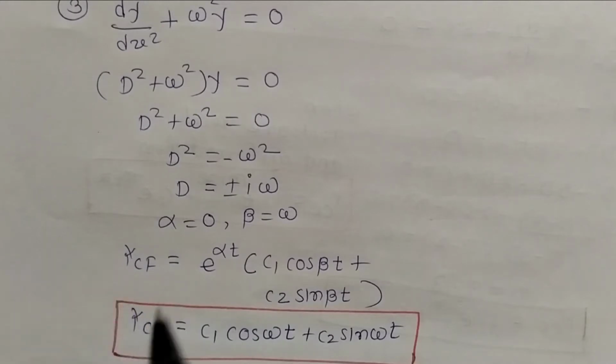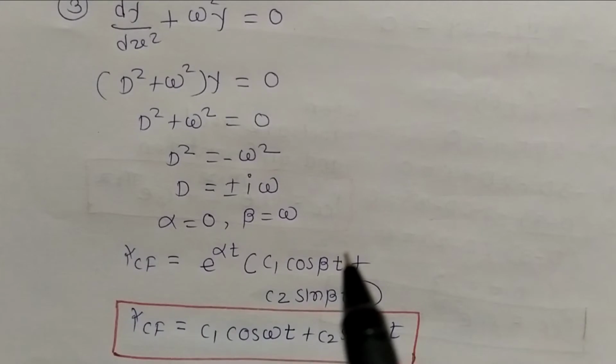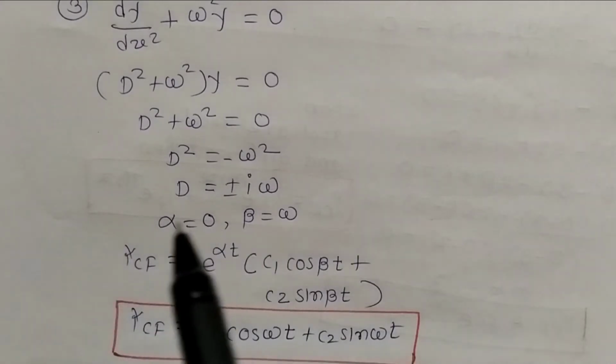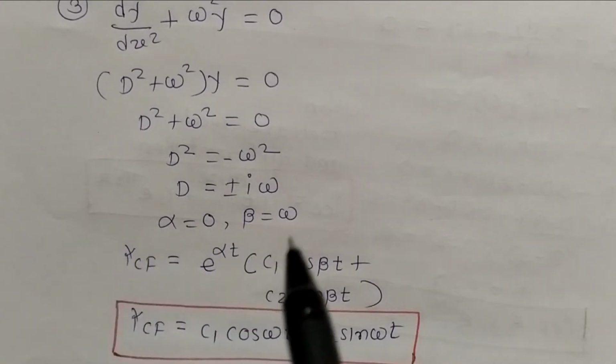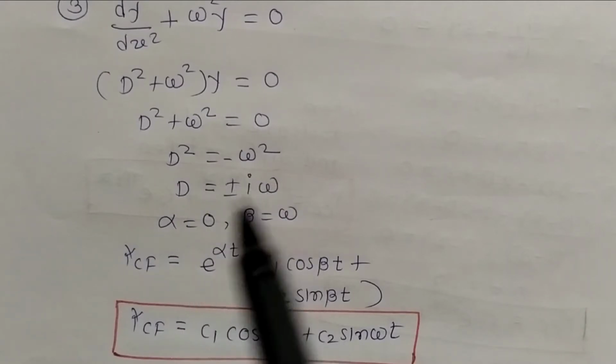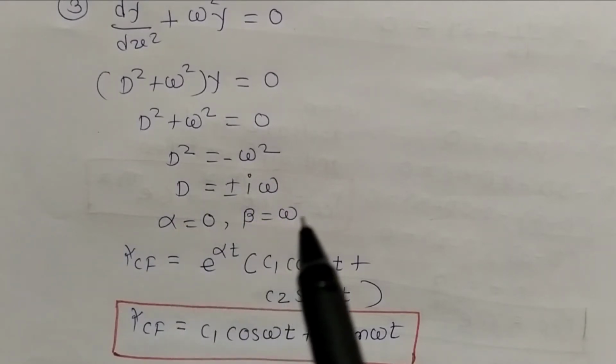Then y complementary function is equal to e raised to alpha t, c1 cos beta t plus c2 sin beta t. Y complementary function is equal to c1 cos omega t plus c2 sin omega t. Okay, this is when the roots are complex, alpha plus or minus i beta. Here alpha is 0 and beta is omega.